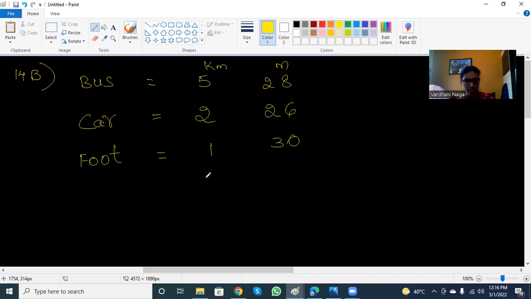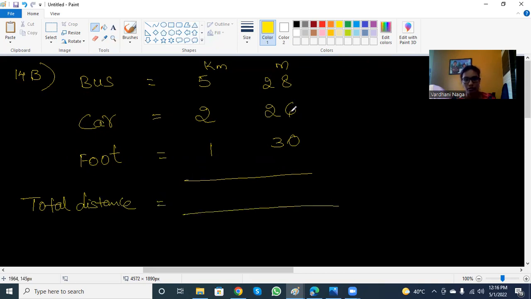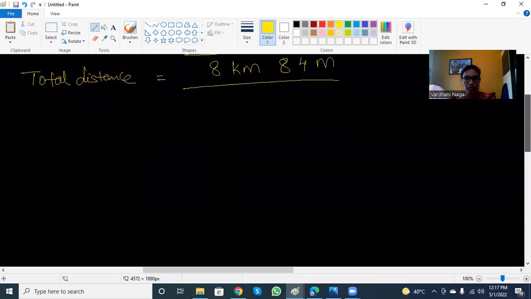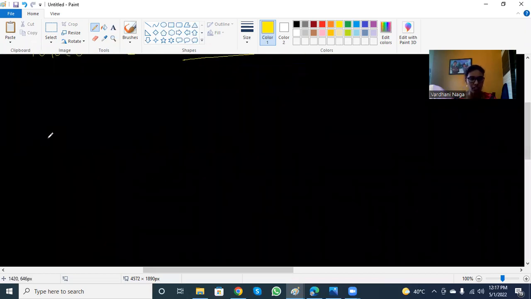How much distance did he travel? So total distance. 6 plus 8, 14. 2 plus 2, 4. 4 plus 1, 5. 5 plus 3, 8. Next, 5 plus 2, 7. 7 plus 1, 8. So 8 kilometers, 84 meters is the total distance. Okay. 15th A, we need to do.